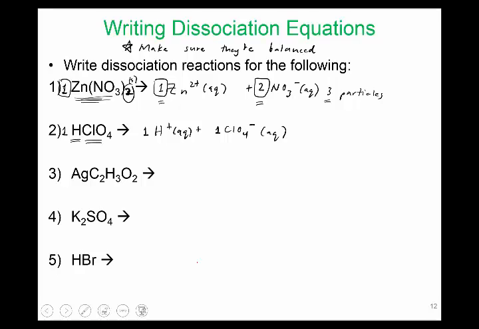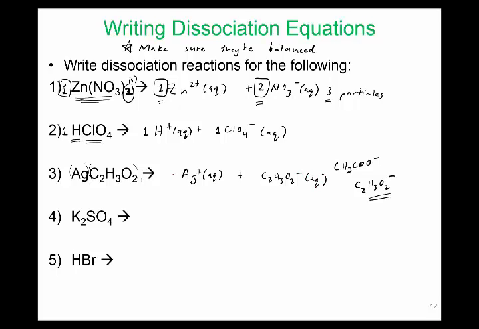Okay, silver acetate. Little side note here: acetate, if you further condense this ion, if you combine the carbon, you get C2H3O2. So sometimes acetate may be written like this, which is what's happening here. So there's 1 acetate ion and 1 silver. So the ions are Ag plus. Ag always only makes a plus 1 anyway, and acetate. Okay, and then we go ahead and balance it. It's already balanced, so 1 and 1.